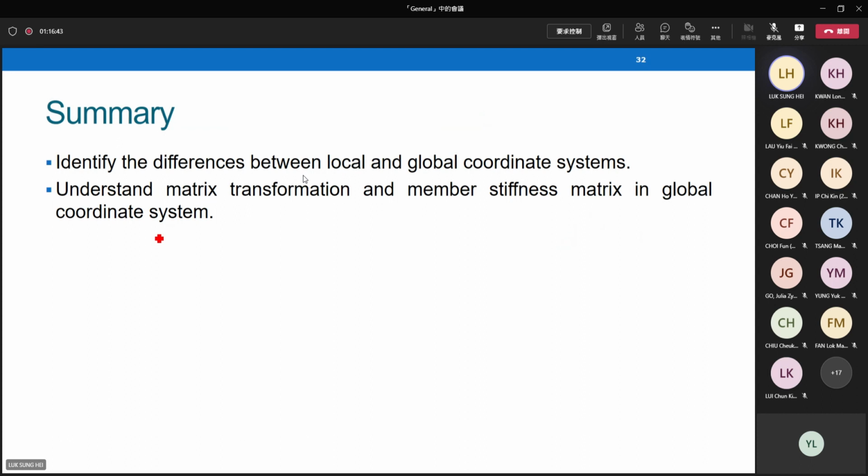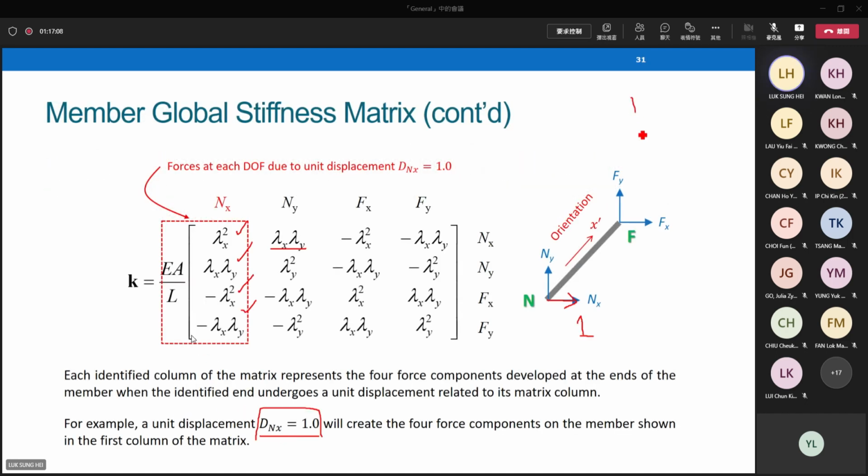So in this part, we successfully convert our equation from the local system to the global system. Now we have a general formula to be applied to all truss elements, no matter how they are oriented. We understand some concepts about matrix transformations, and we know the expression of the member stiffness matrix of a truss element in the global system. Try to remember this useful slide, page 51. You need to use this equation many times. If you want to solve a truss problem, we have to use this equation.